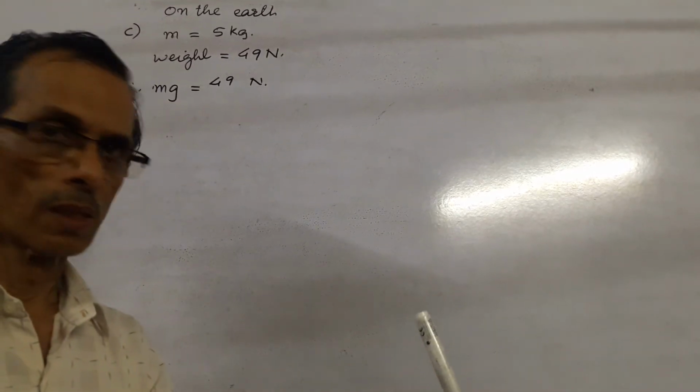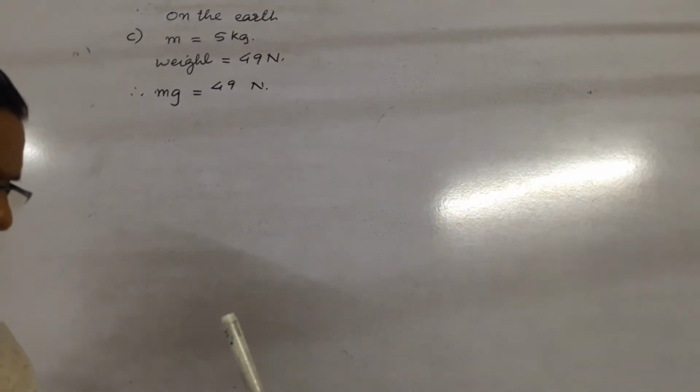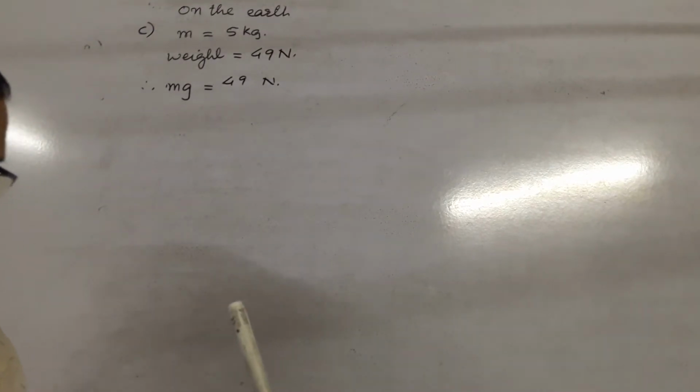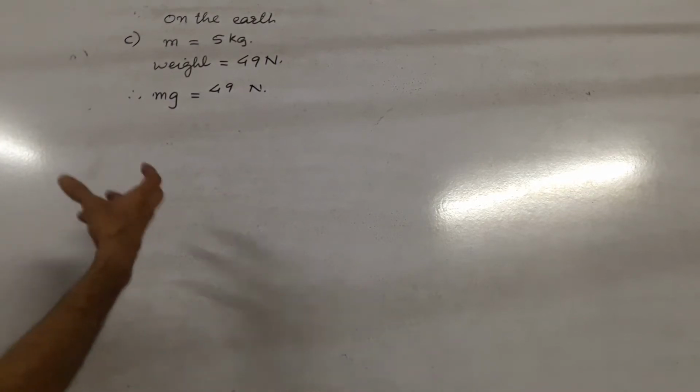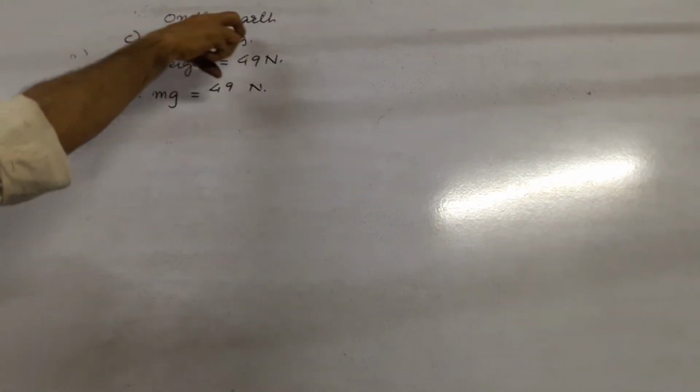Now let us take sum number C. The mass and weight of an object on the earth are 5 kg and 49 Newton respectively. What will be their values on the moon? Assume that the acceleration due to gravity on the moon is 1/6 of that of the earth. So here we know the mass of a body is 5 kg, and the weight of the body is 49 Newton on the earth.